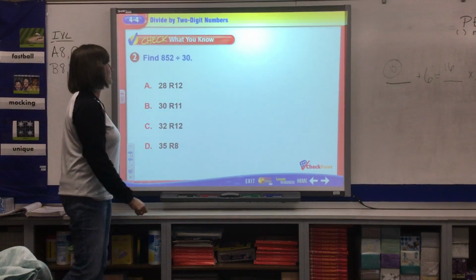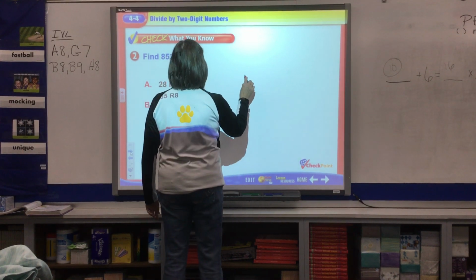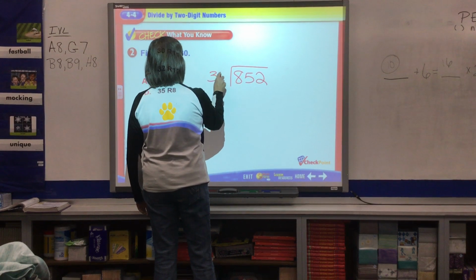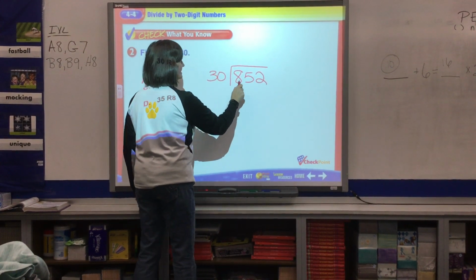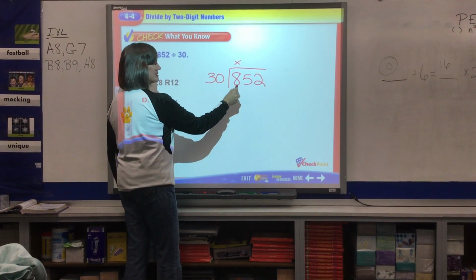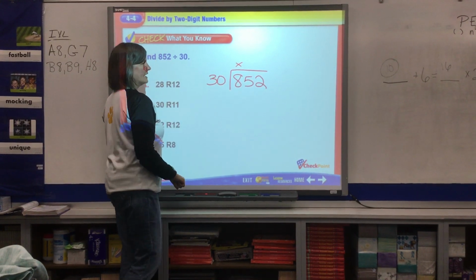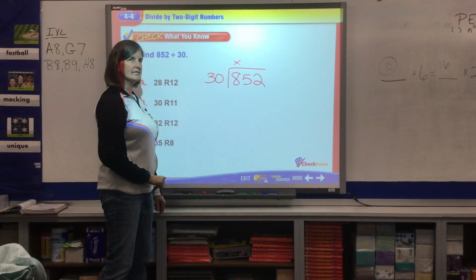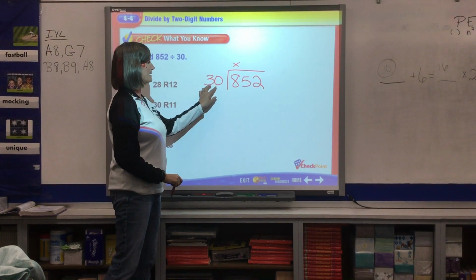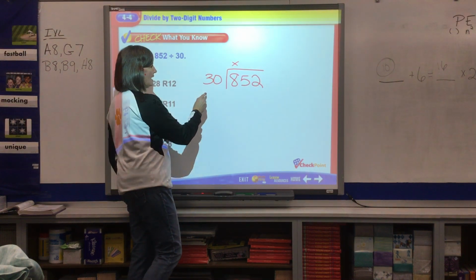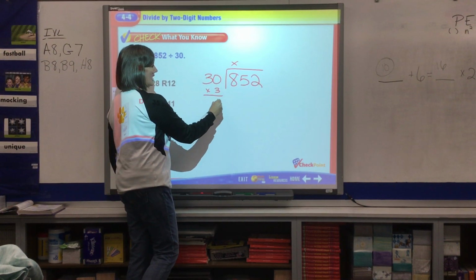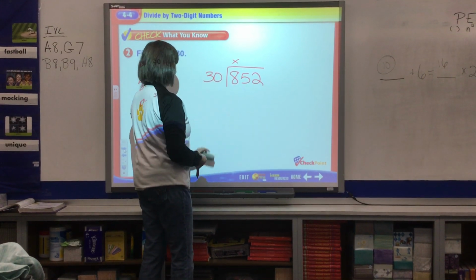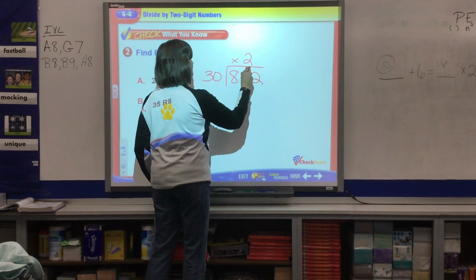All right, we'll do one more example. 852, and we are dividing it by 30. I know 30 does not go into 8. I'm going to put that little X up there, but it does go into 85. 30 times 1 is 30. 30 times 2 is 60. What if I tried 30 times 3? Well, 30 times 3 is actually 90, so that's too much. We can't do that one. So we're going to say it goes in there 2 times.